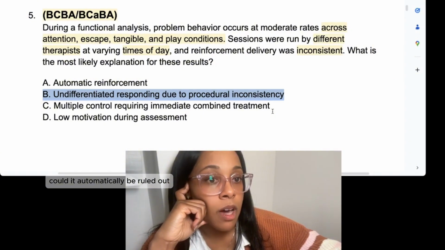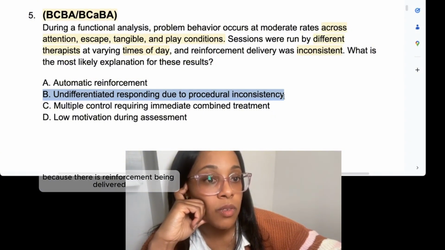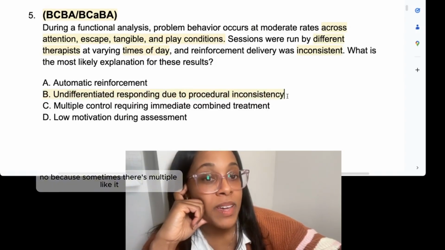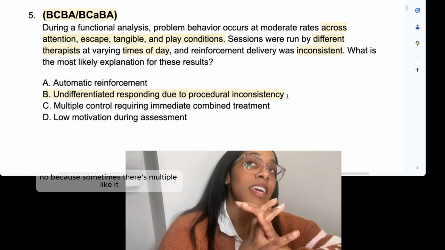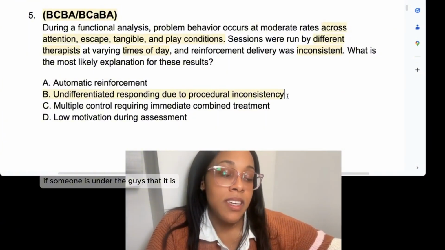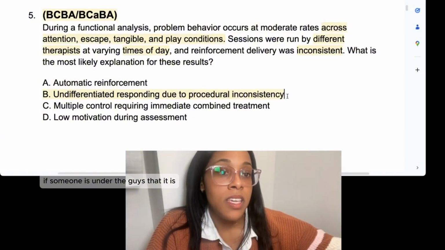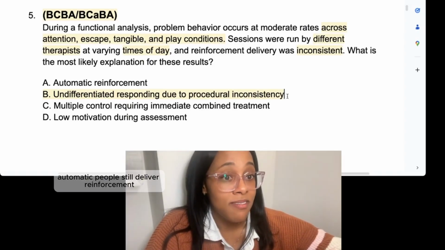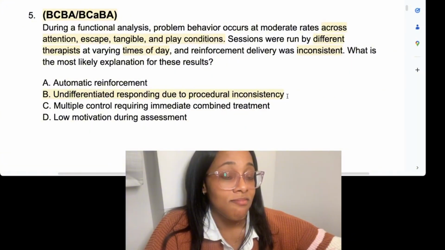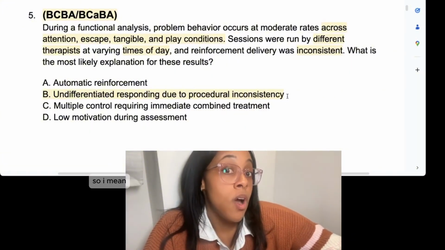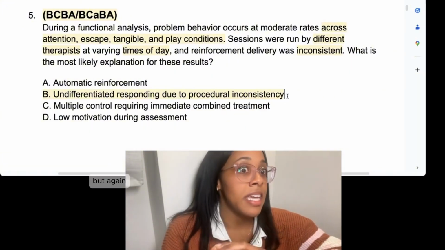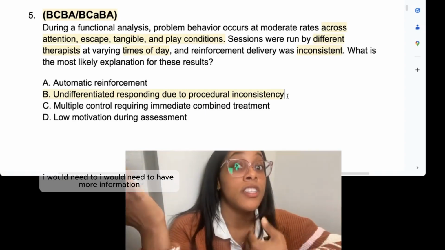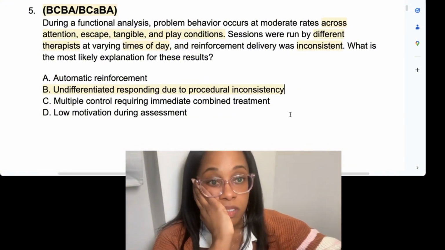Could automatic be ruled out because there is reinforcement being delivered? Well, no, because if someone is under the guise that it is automatic, people still deliver reinforcement. That does happen. So in some cases, yes, but again, based on the information you're given in this question, I would need to have more information.